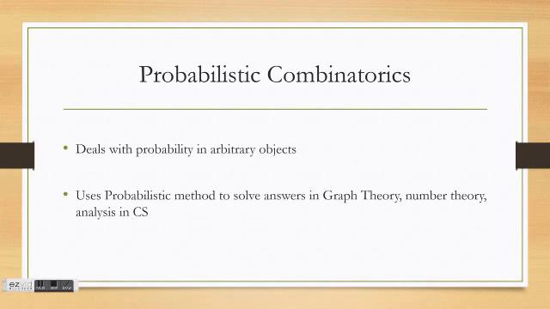Probabilistic combinatorics. This is where we deal with statistics with random objects. It uses the probabilistic method to solve answers in graph theory, number theory, analysis, and computer science, etc. It's a pretty new field.